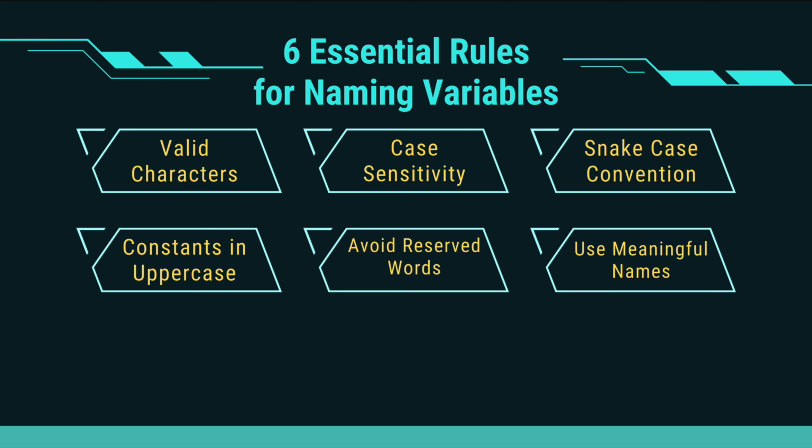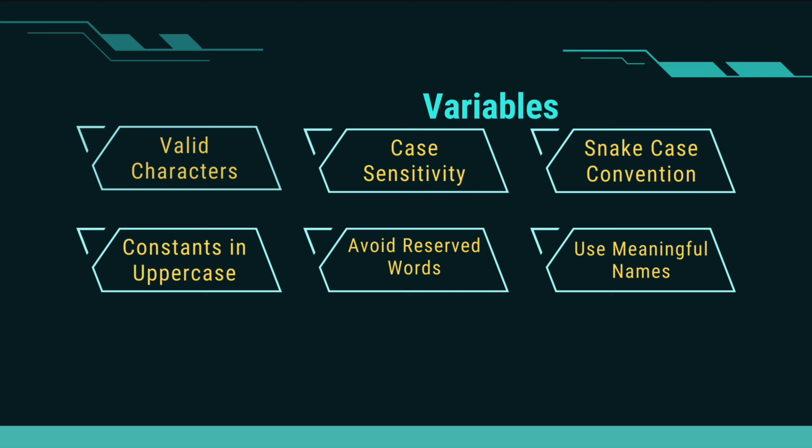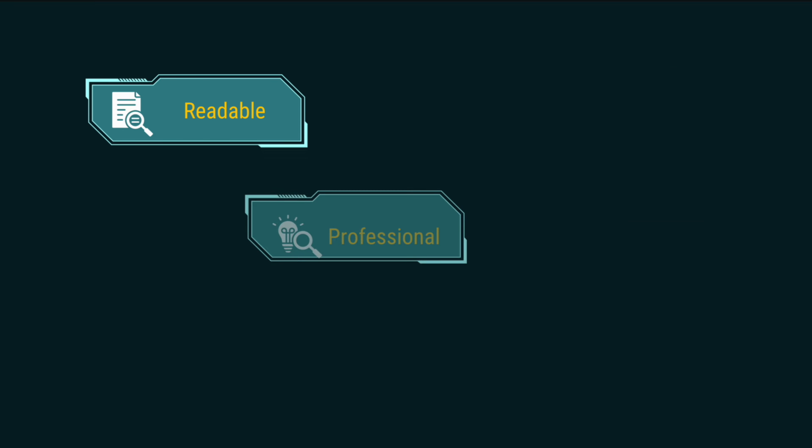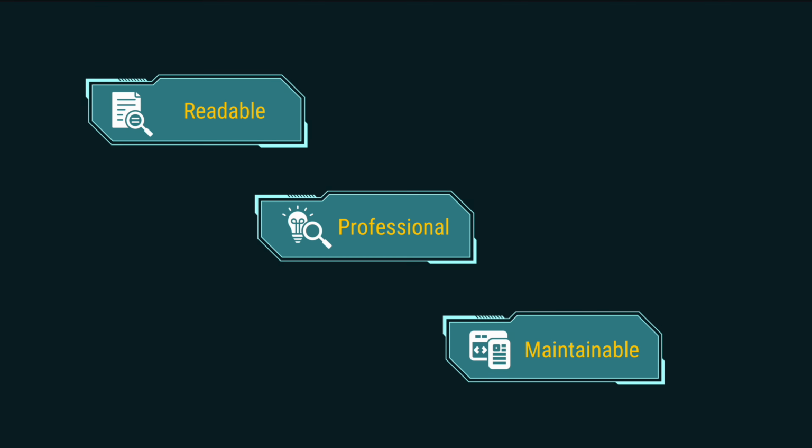Before we dive into the rules, let's talk about the goal. Why do we follow these rules? Because it makes our code readable, professional, and maintainable. Readable means that you or anyone else can look at your code in 6 months and understand it without having to decipher it like a puzzle. Professional means writing code that follows community standards, making it easier to collaborate with others. Maintainable means the code is easy to debug, update, and expand upon in the future. Good variable names are key to all 3 of these qualities.